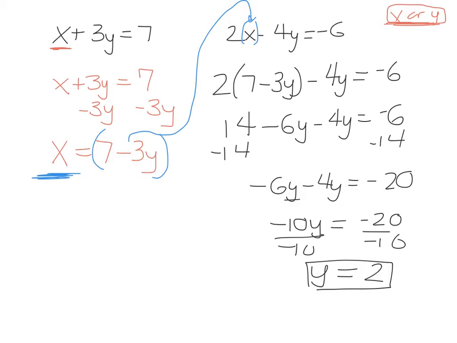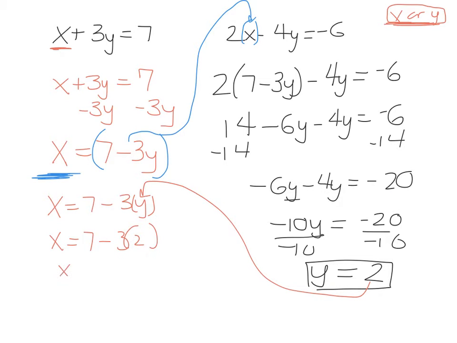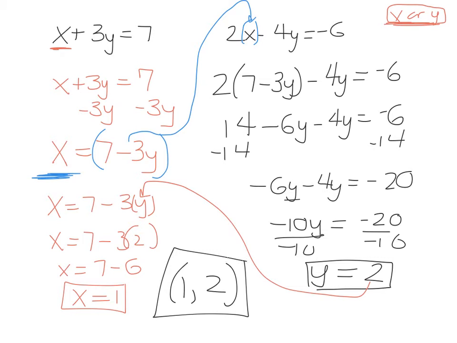I've got my y. I'm going to use this equation, x equals 7 minus 3y, and I'm going to substitute in what I know that y now is. So x equals 7 minus 3 times 2, x equals 7 minus 6, x equals 1. I'm going to write my answer as an ordered pair, the x first, and then the y. And then the second problem is done.